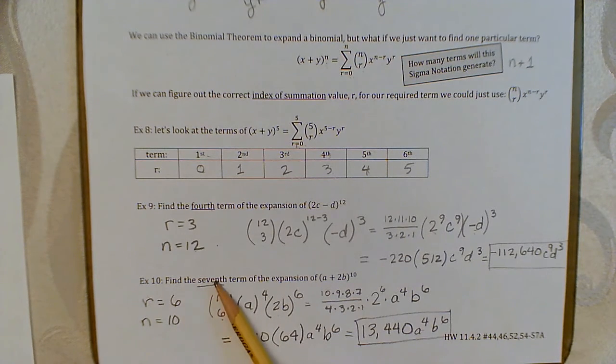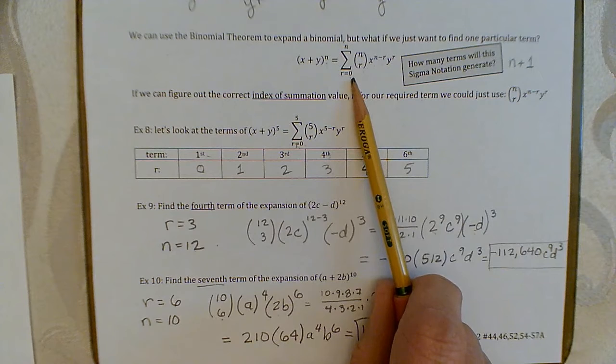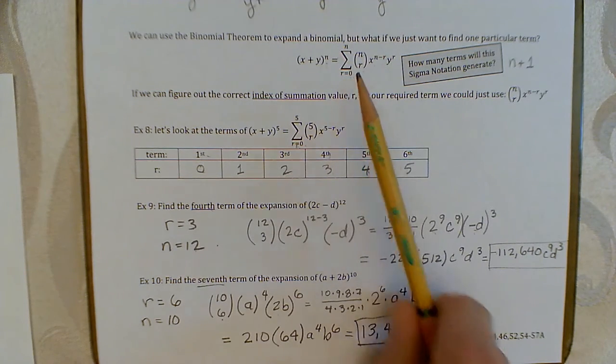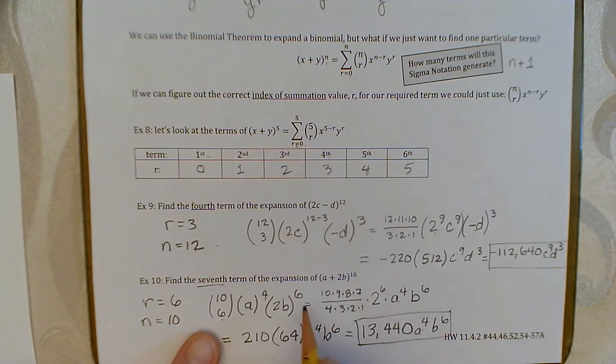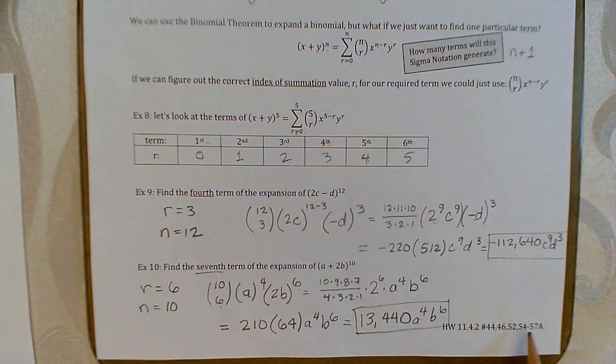Remember, the R value is always one less than the term that you're looking for, because our binomial theorem always starts with our counting index, our summation index, or index of summation, always at 0. Also remember too that this exponent is the same as the R. This exponent is the difference in the n and the r. That always happens. Okay, so you have some homework that's due next class period, next time we meet.